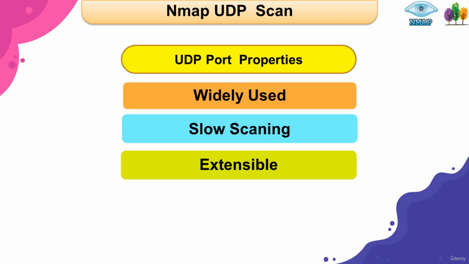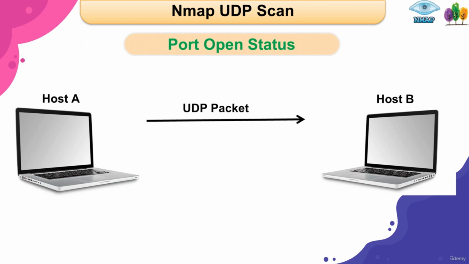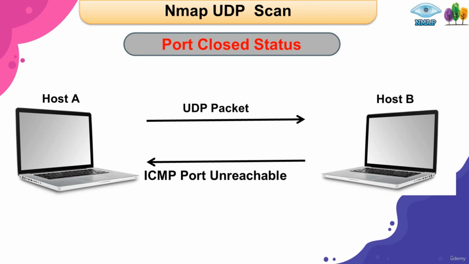Now, 4 different situations can occur when we scan UDP with Nmap. The first is open status. That's when Nmap sends a UDP packet to the target system, and if a UDP response is sent from the destination system, that means that the destination port is open. And a closed status. So Nmap sends a UDP packet to the target system, and if the ICMP port unreachable error response is sent from the destination system, that just means that the destination port is closed.